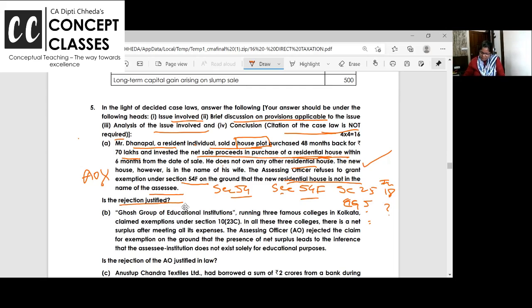Answer. Will I get the exemption? If yes, then type yes. If no, then type no. Will the exemption be given or not? Tell me.